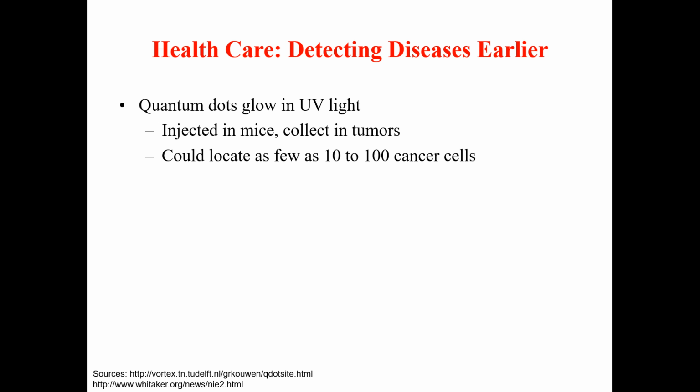Now let me clarify the concept again. We have quantum dots, and you remember that quantum dots glow under ultraviolet light. So how does it detect diseases for us? We remember we injected them into mice. These quantum dots are collected in the tumor cells. Once they're collected in the tumor cells, when we put ultraviolet light on the mice, it glows inside the mice. With the help of that, we can locate the cancerous cells, and the capacity ranges from 10 to 100 cancerous cells.